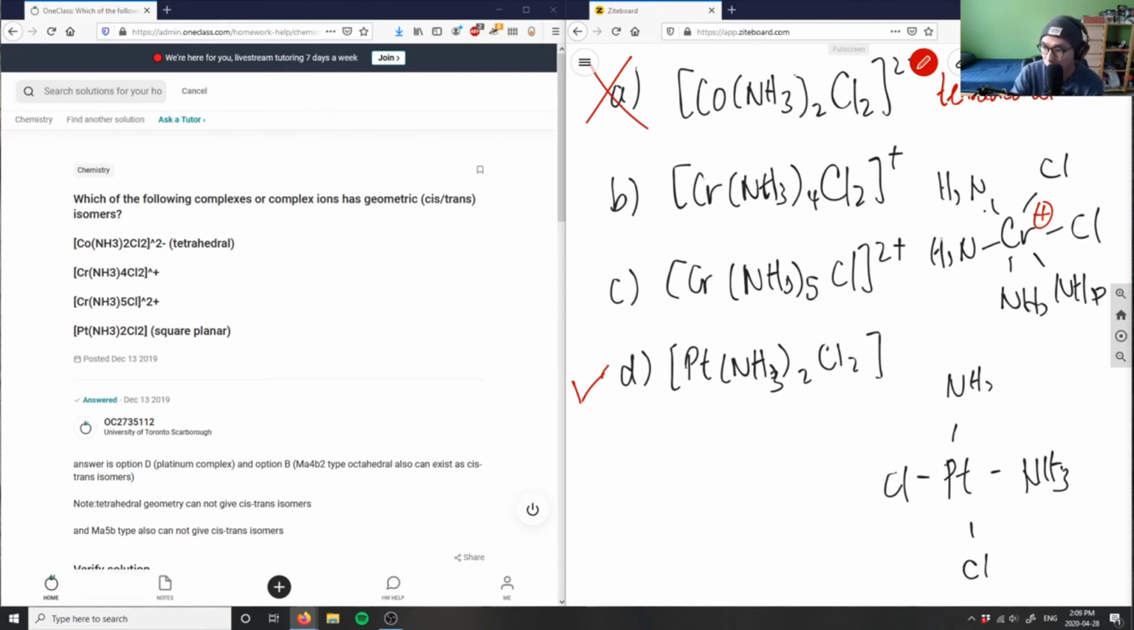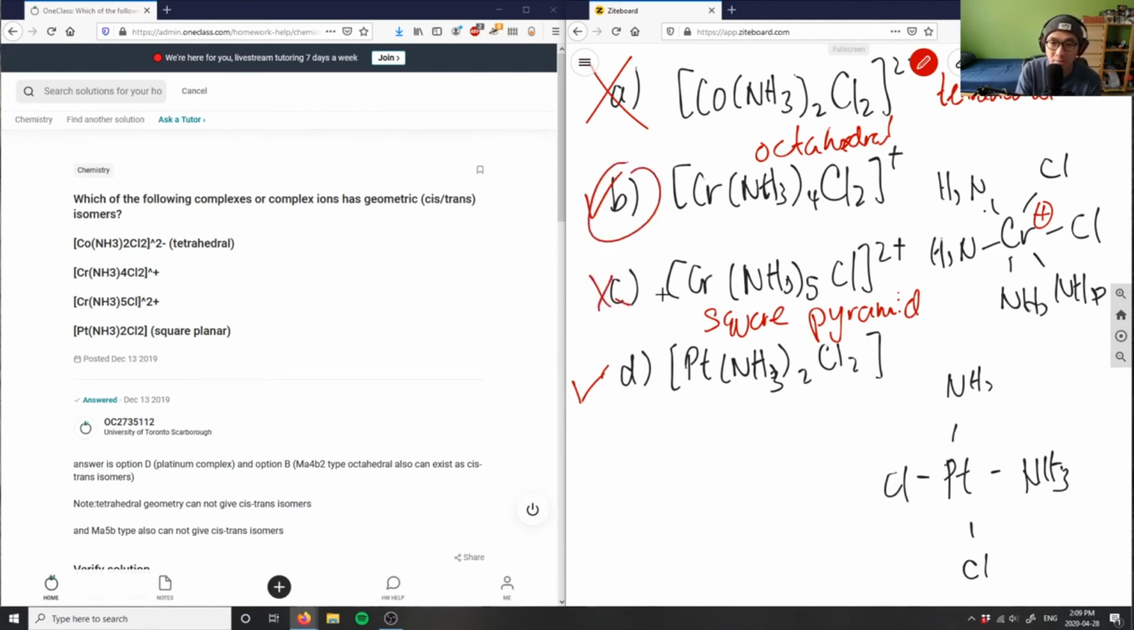There's a chart that says which kind of geometry it would be. So this one would have 6. This 2+ charge would give you a square pyramid. So C would have a square pyramid type of shape, and this one would be octahedral in shape. Octahedrals can exist as cis and trans isomers, so that makes B a correct answer, and for C, square pyramids cannot give cis and trans isomers.